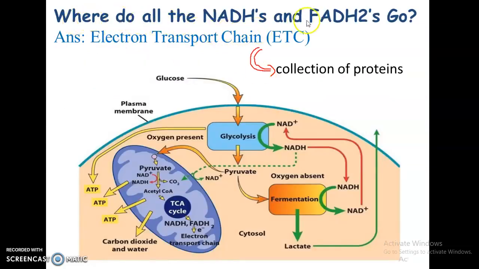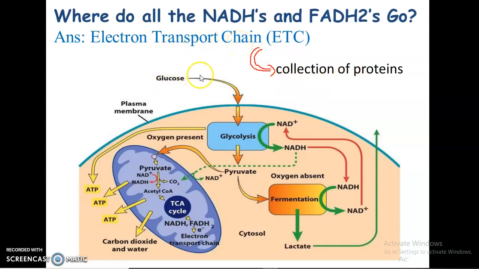Where do all the NADHs and FADH2s go? The answer is into the electron transport chain, abbreviated as ETC. This is a collection of proteins. The electron transport chain is a chain or collection of proteins. We will see this chain of proteins in the next few minutes.